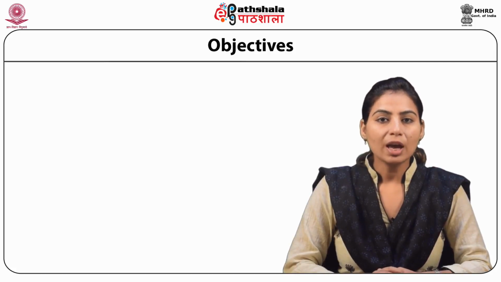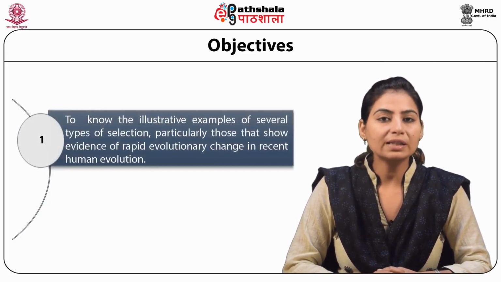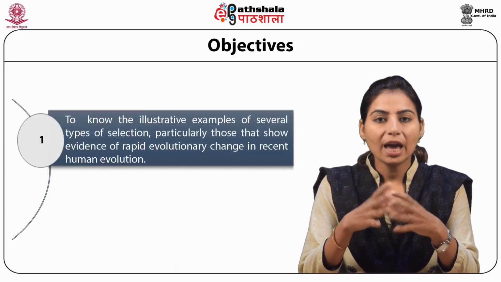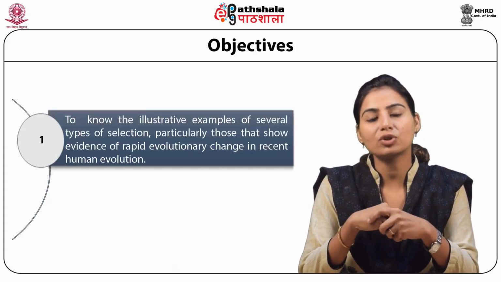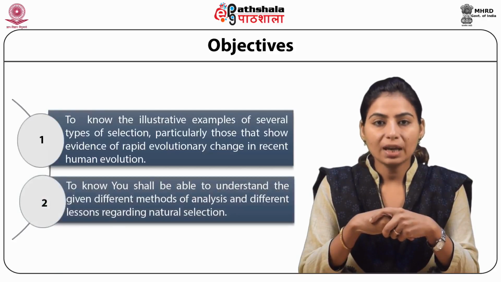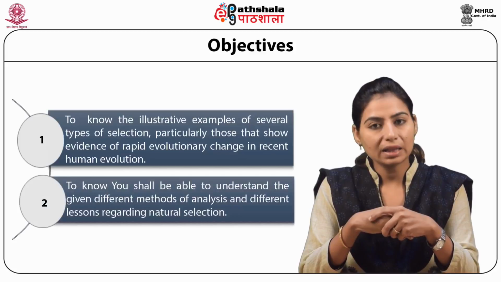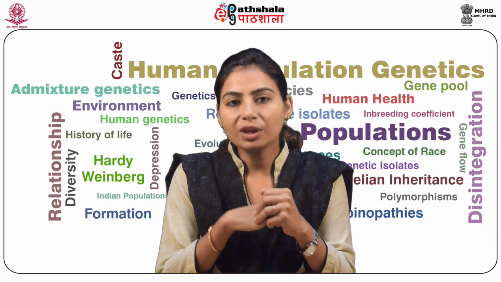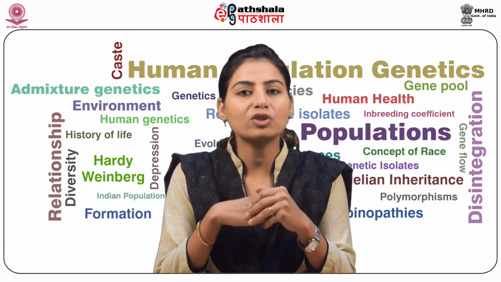In this module, we will be showing you illustrative examples of several types of selection, particularly those that show evidence of rapid evolutionary change in recent human evolution. By the end of this module, you will be able to understand how natural selection works at the population level. Before we start giving you the case study, let's understand the process of natural selection.